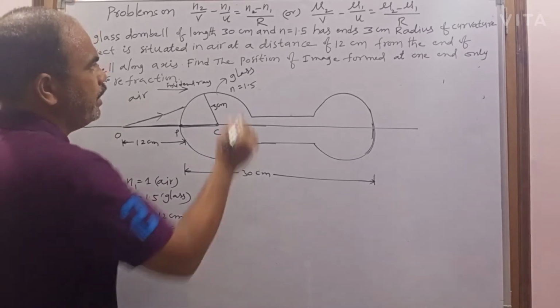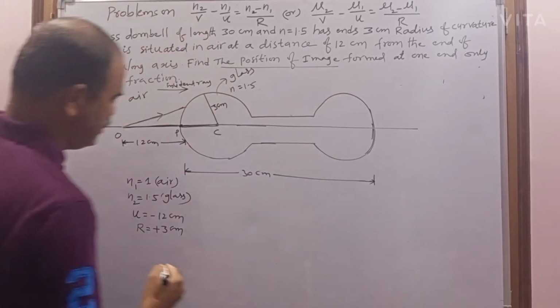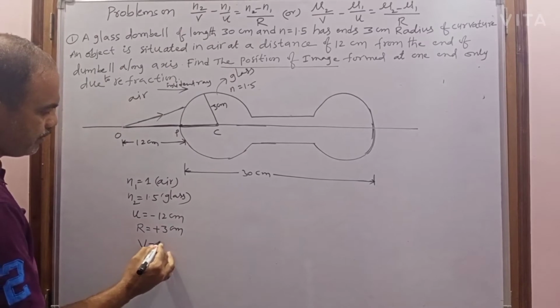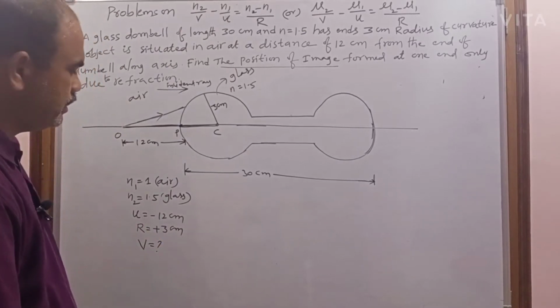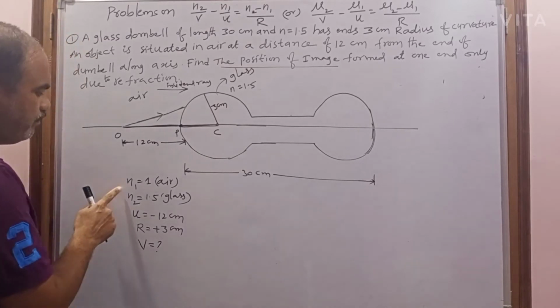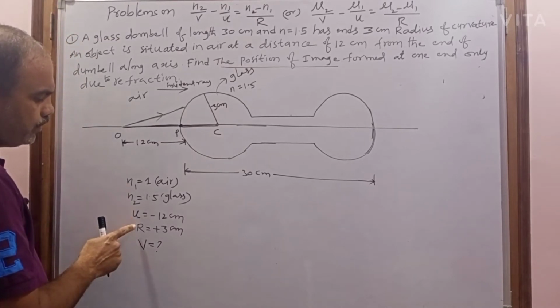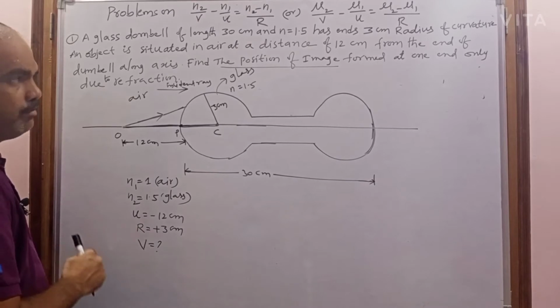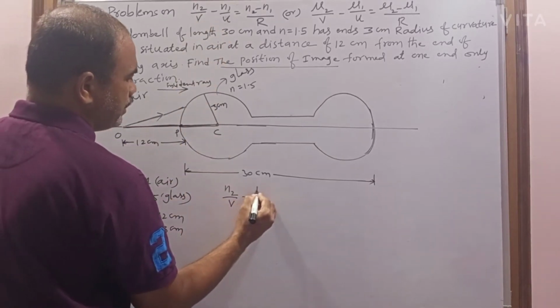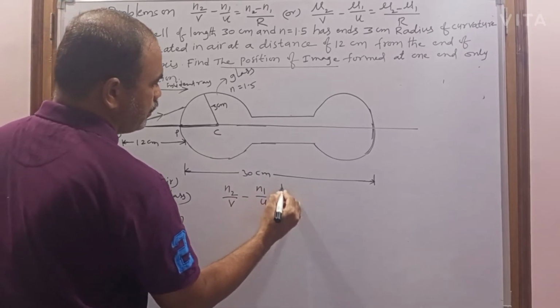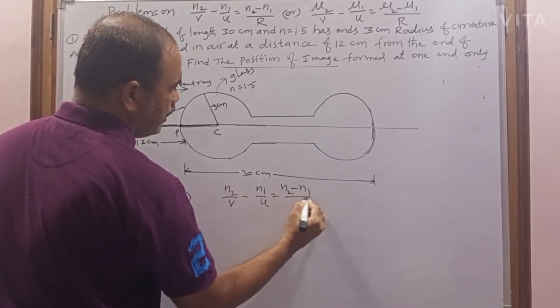Now what do you have to find? You have to find the position of the image, that is V. So now you know N1, you know N2, you know U, you know R, and you know V. So what is the formula? N2 by V minus N1 by U equals N2 minus N1 by R.